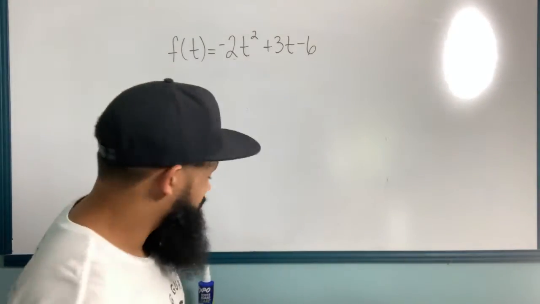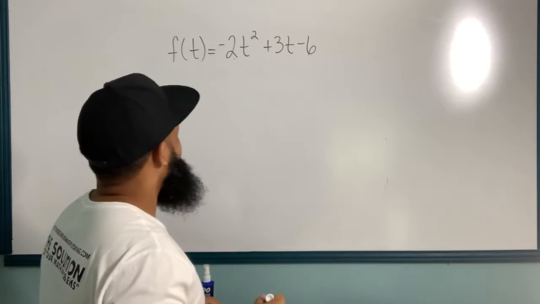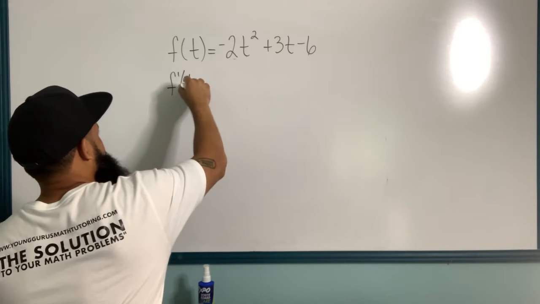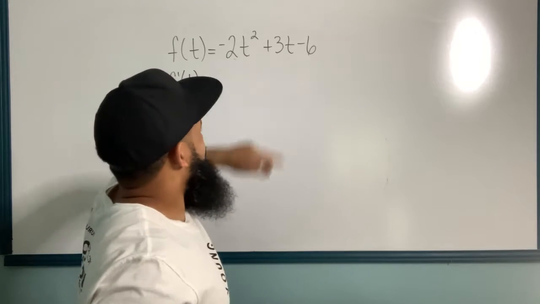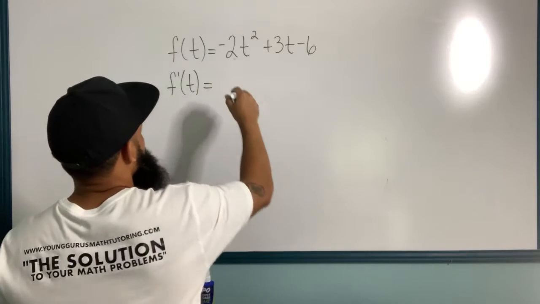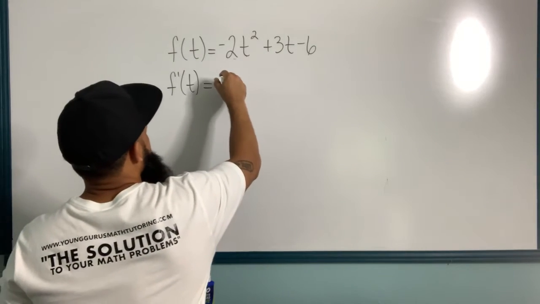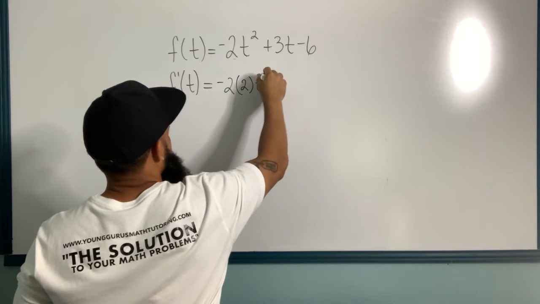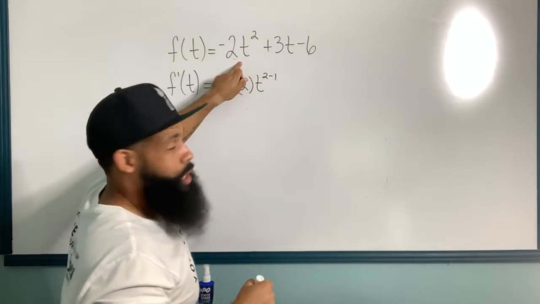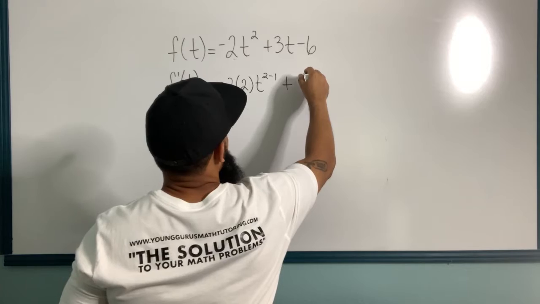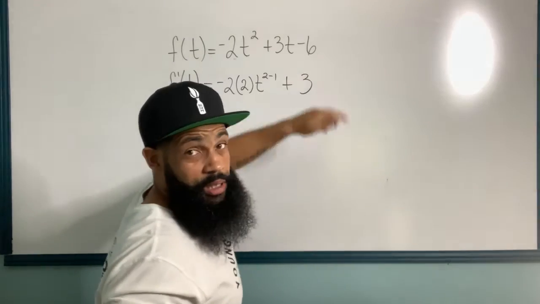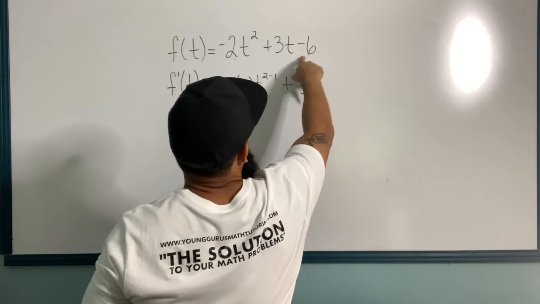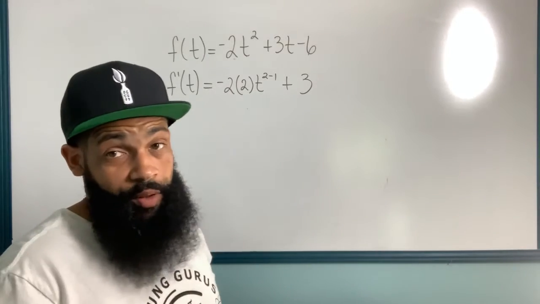Now, there's a bunch of different notations for finding derivatives. I could say df dt, but I'm simply going to say f prime of t, and I want to find this derivative. So I'm going to have negative 2 times this 2, t to the 2 minus 1. That's just for the first term. Then plus 3, because the derivative of 3t is just 3. And then the derivative of 6 is 0. The derivative of a constant is 0.